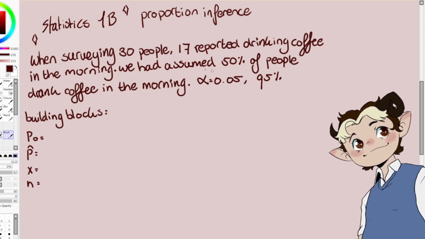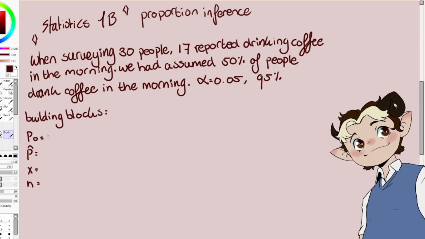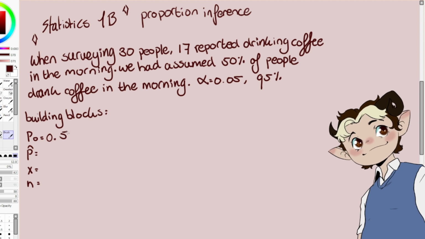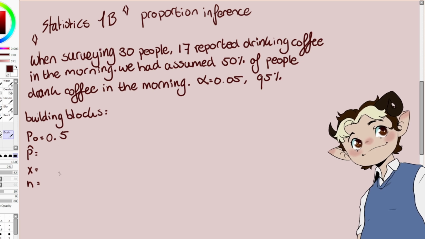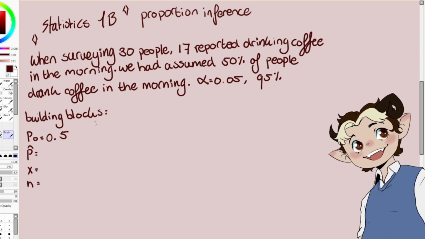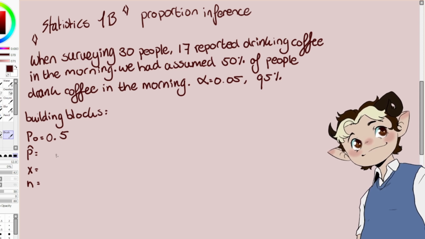What is our null hypothesis? Well, that is literally just the assumption that we made. So we had a belief that 50% of people drink coffee in the morning, which is the same as 0.5 when it comes to proportion, because 100% is 1 and 0% is 0, so 50% is 0.5.